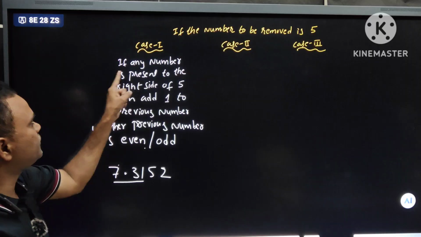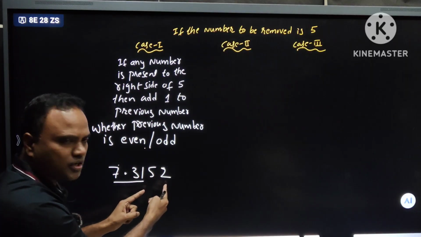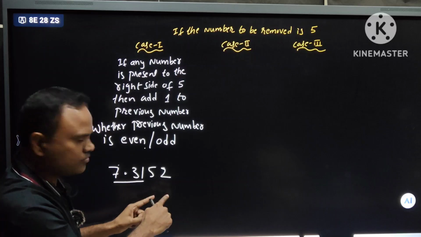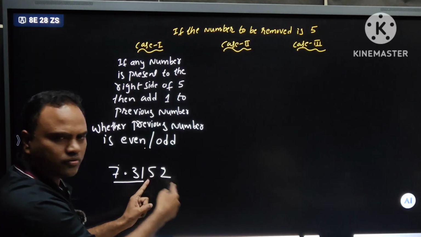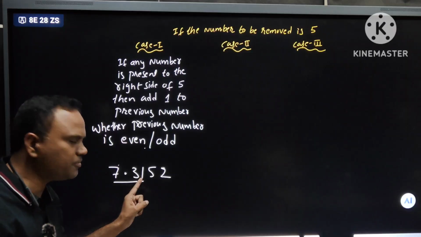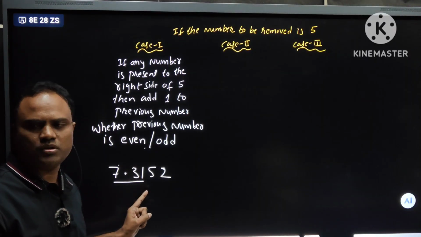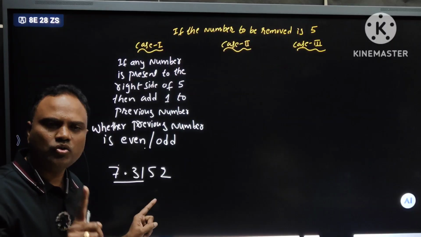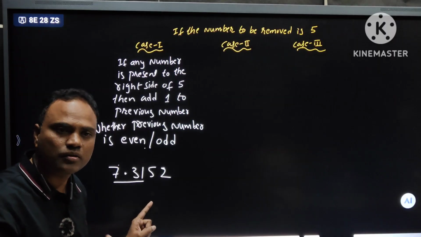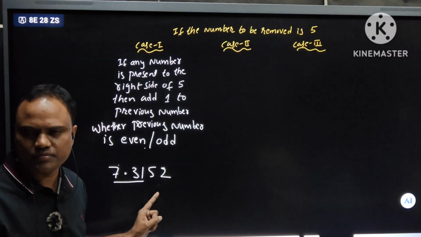What is the first case? If any number is present to the right side of 5, right side number is there or not? Then add 1 to the previous number. Previous number means 1. Whether previous is even or odd, always you have to add 1 to the previous number when any number is present right side to the 5.